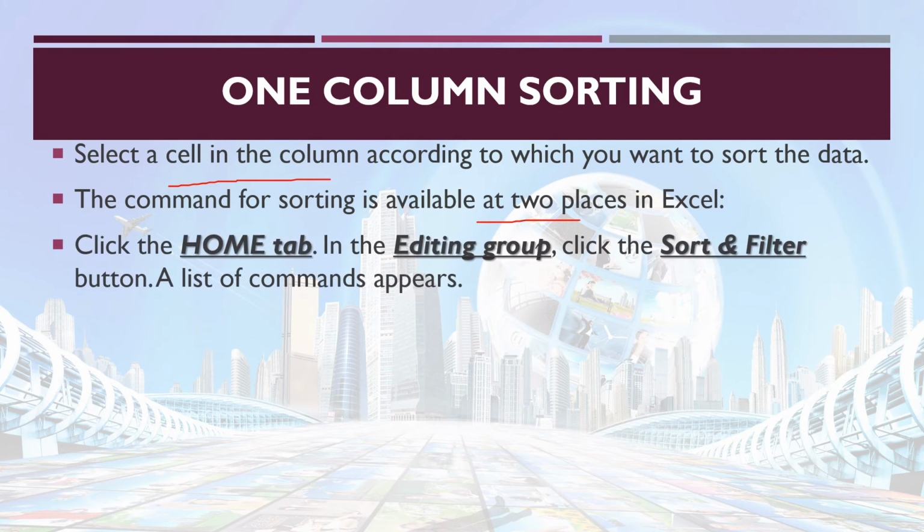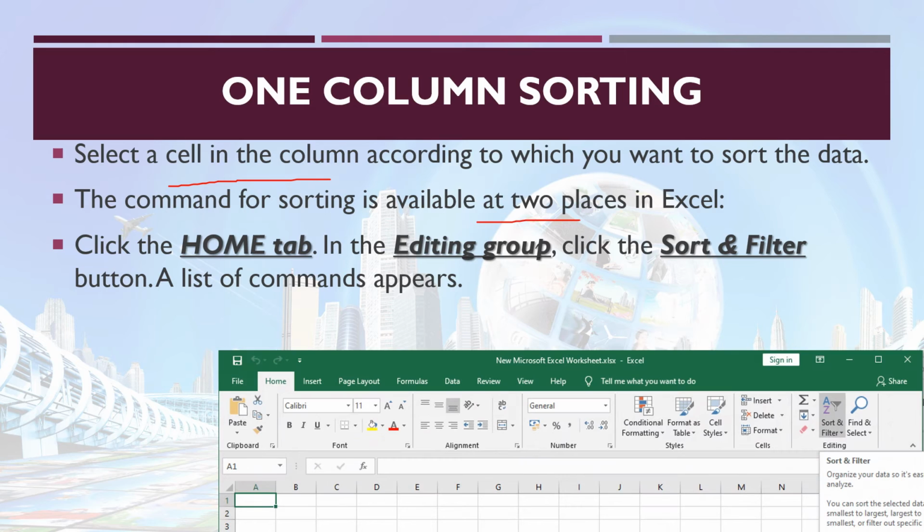Let's see. The first is to click the home tab. In the editing group, where is the editing group? Below the home tab, you can see the editing group, right? In that editing group, click the sort and filter button. When you click that, you can see a list of commands. You can arrange smallest to largest, or largest to smallest, or A to Z or Z to A. You can select as you wish. So first, click the home tab, and under the editing group click sort and filter.